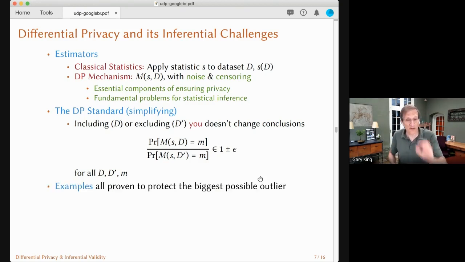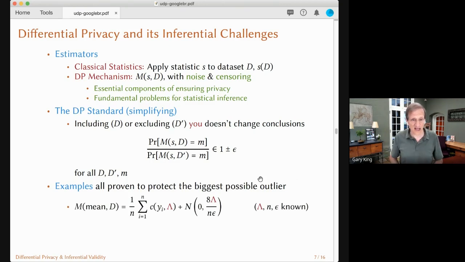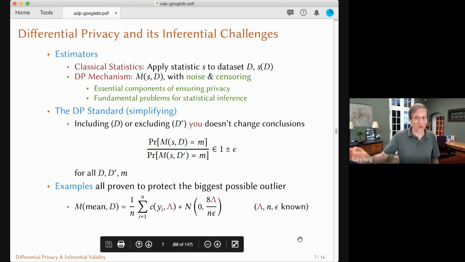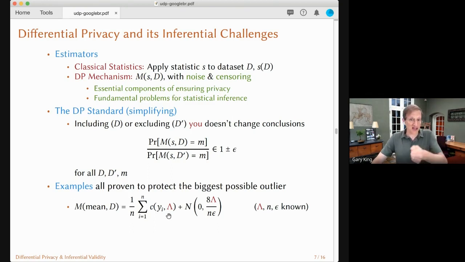Okay, so let me give you a key example here. This example is a very simple example, but we will use it. So this is a differentially private mean. And the way that it works is we first take a mean, not of the outcome variable y, but a censored value of y. That's what the C function is. So lambda is an arbitrarily chosen value that we're going to clamp or censor at. Anything larger than that gets moved down to that value.